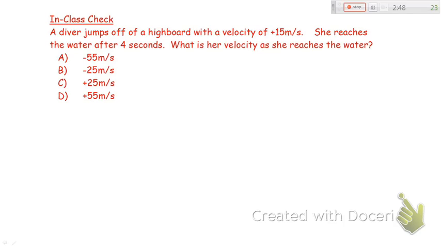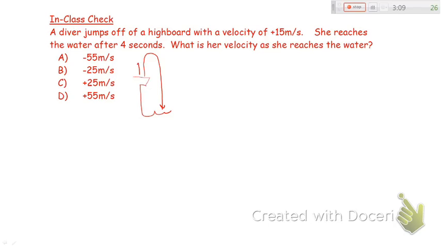And again, if you're struggling with a diagram, that's the skill you need to practice. I'm just doing this for the people who are stuck on the diagram. So a diver jumps off the high board with a velocity of 15 meters per second. So we draw ourselves a high board, and she jumps up.